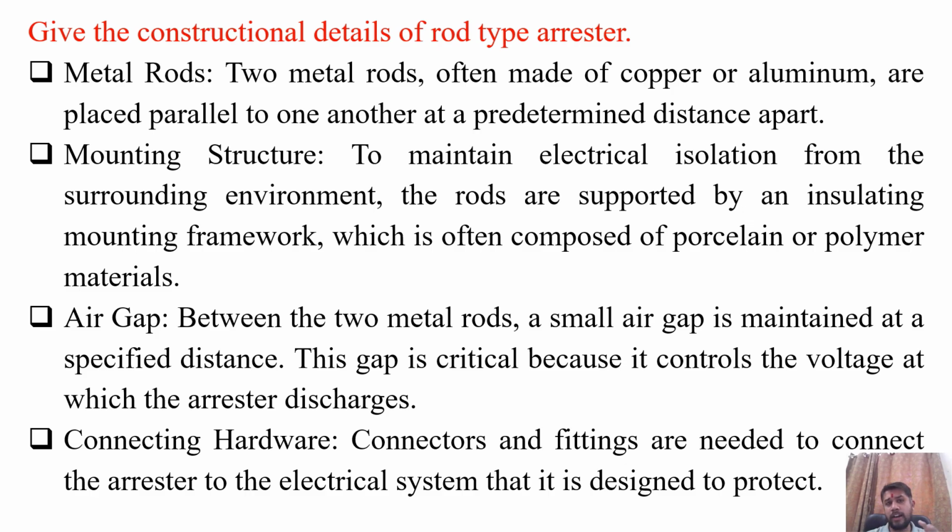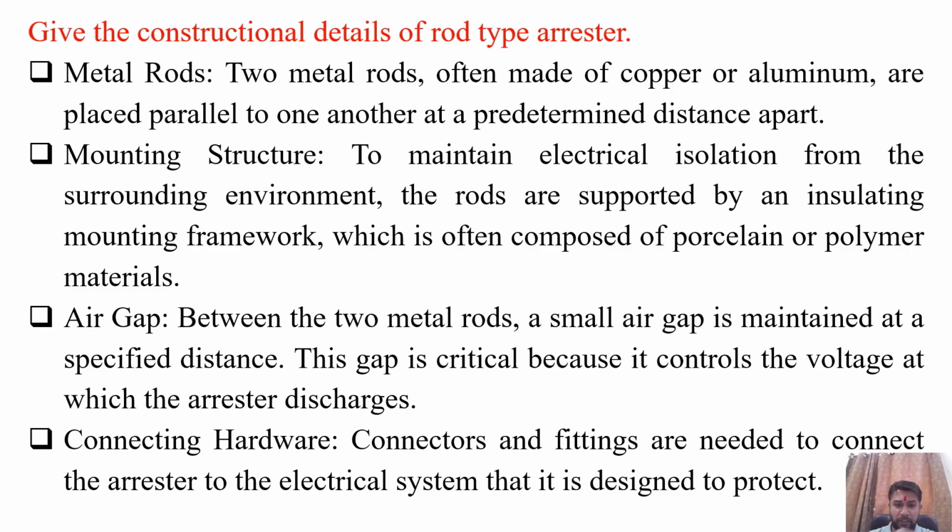Give the constructional details of rod type arrester. So it requires metal rods. Two metal rods, often made of either copper or aluminum, are placed parallel to one another at a predetermined distance apart, having a small gap in between. The mounting structure: to maintain electrical isolation from the surrounding environment, the rods are supported by an insulating mounting framework, which is often composed of either porcelain or polymer materials.